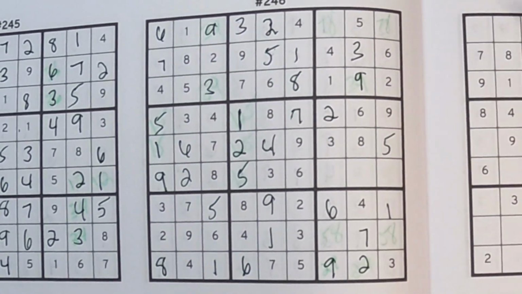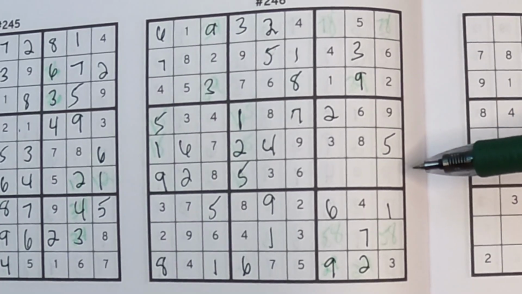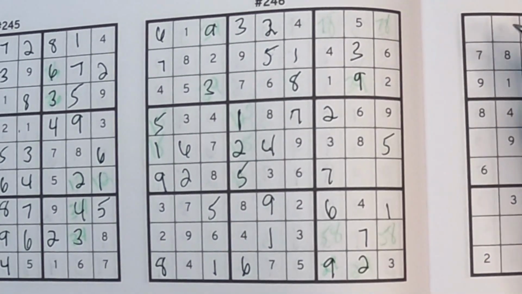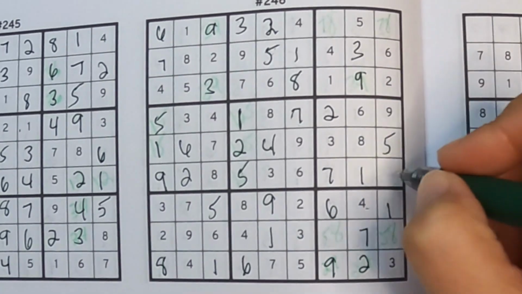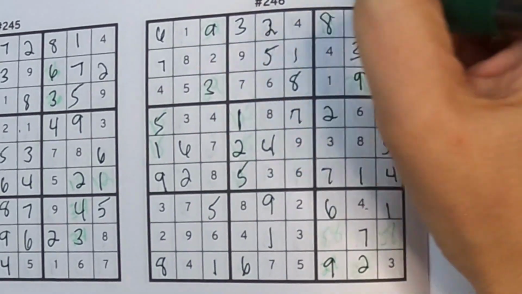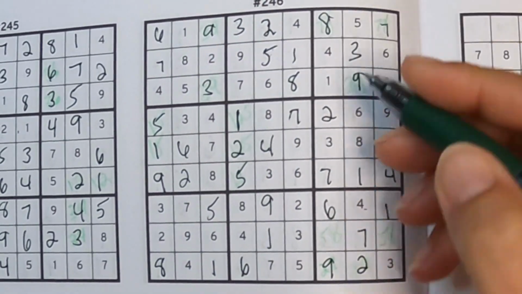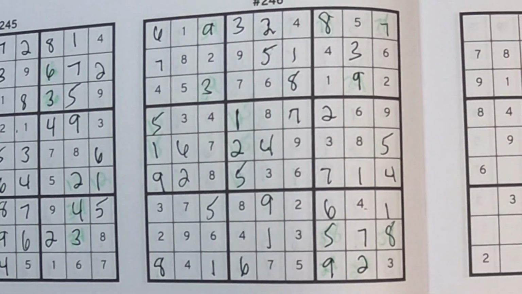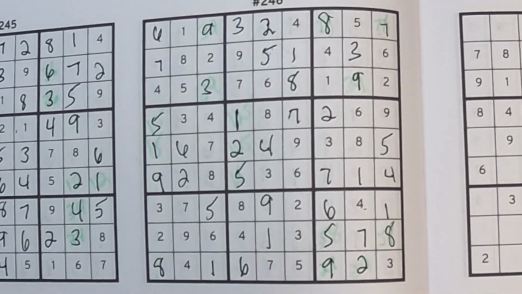And for this box, we're missing 1, 4, and 7. We've got 1 and 4 here, so this is our 7, 4 here, so 1, 4. That 7 makes this our 8, 7. And that 8 makes this our 5, 8. And there we have it for today's puzzle.